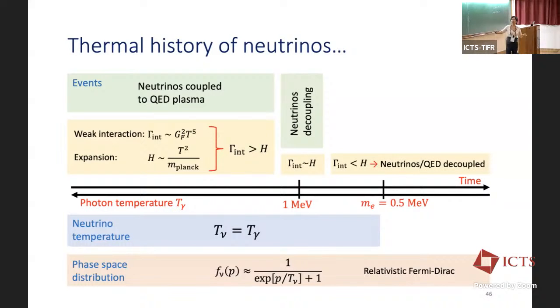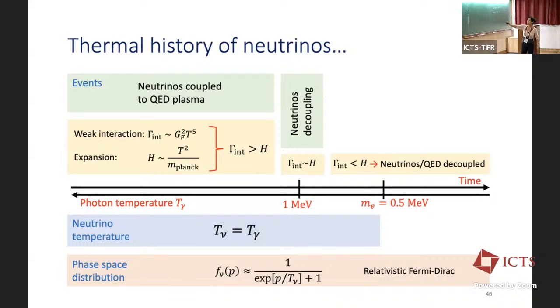Now, what's going to happen next? Next is that at 1 MeV, neutrino decoupling happens. That's because at about 1 MeV, the interaction rate is roughly equal to the Hubble expansion rate. And then beyond that, gamma_int will go below H. And so the neutrino sector and the QED sector are decoupled. But if you look at the temperature of the neutrino sector, it will remain the same as the photon temperature for a while, even after decoupling, because nothing's happening. Things are just evolving forward. So they keep the same temperature, even though they don't really have to, because they're not really coupled anymore, but they happen to, because nothing else is happening. And the distribution also remains the same.